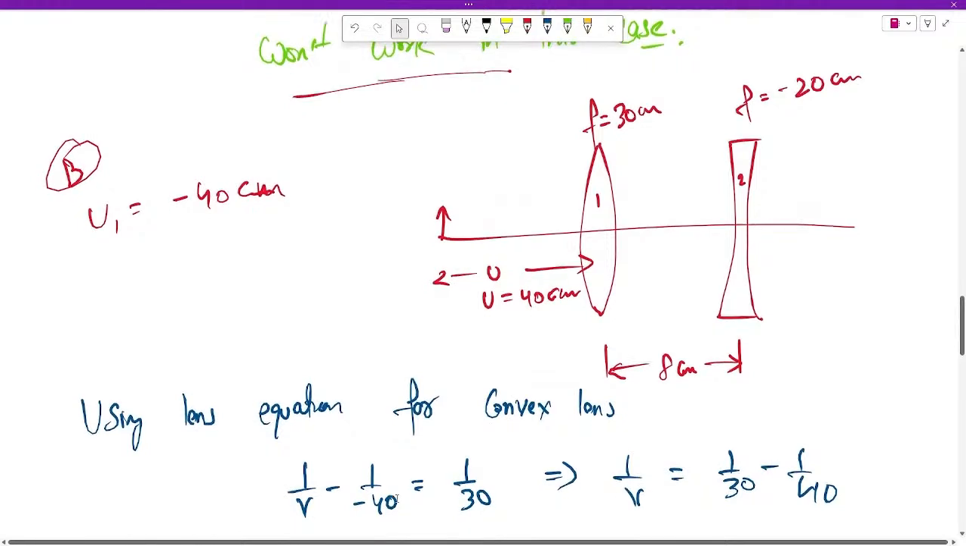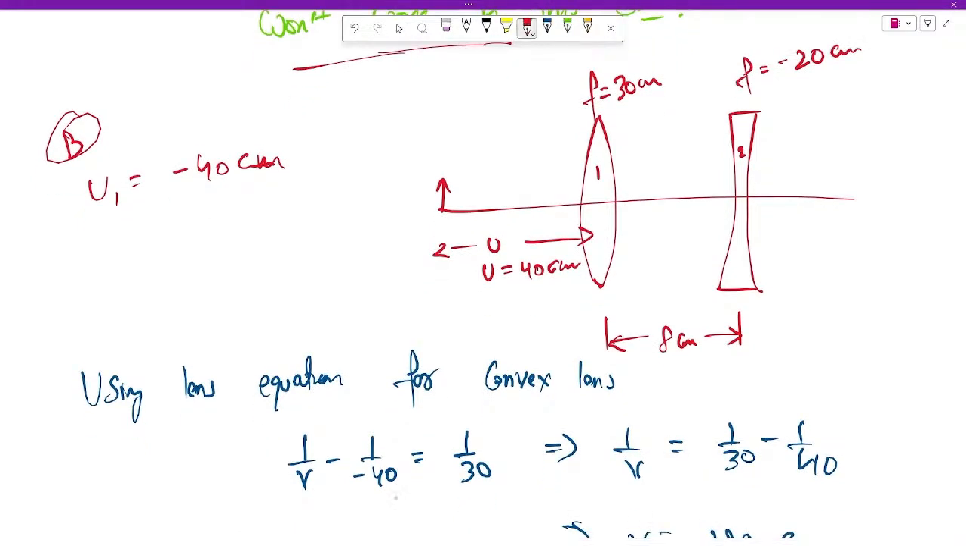So this is the arrangement that we were talking about. The object is placed in front of the convex lens, and u has been given, and that is a value of minus 40 centimeter. Focal length of this convex lens is 30 centimeter, and focal length of this concave lens is minus 20 centimeter, and the distance between these two lenses is again 8 centimeter. So we will consider this the first lens and this the second lens. So u1 would be equal to minus 40 centimeter with the sign convention.